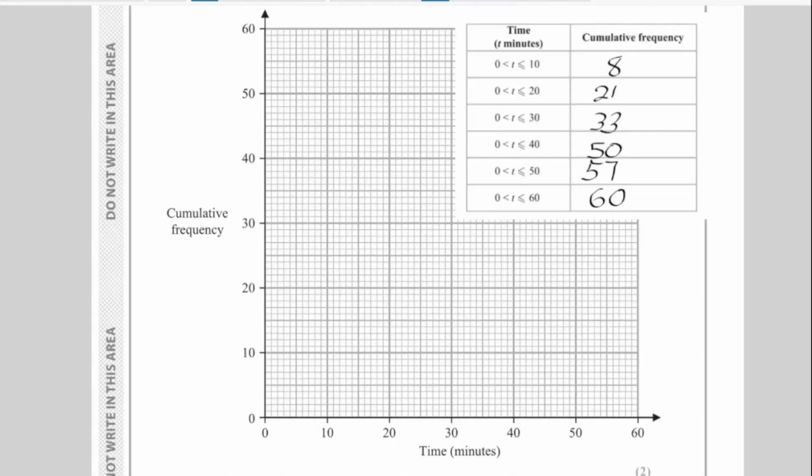Let's see how to draw this cumulative frequency curve. I brought this frequency table from the next page. So these are the time intervals. These are the cumulative frequencies. When plotting the cumulative frequencies, we have to use the upper bound of the time interval. In this case, 10, 8. So 10 and 8. Here, after that, 20, 21. Here, 30, 33.